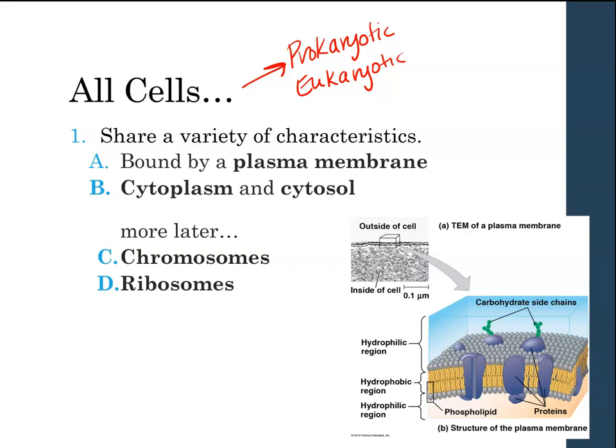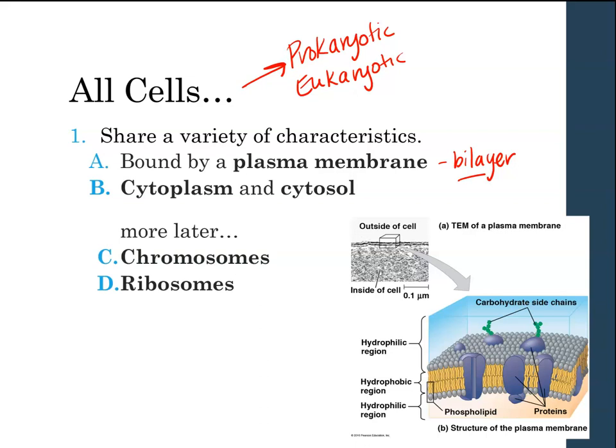All cells are bound by a plasma membrane. So we talked about phospholipids in Chapter 3. Phospholipids make up the plasma membrane by forming a bilayer. And that plasma membrane works to isolate the cell from the surrounding environment. So it sort of defines the boundaries of the cell.